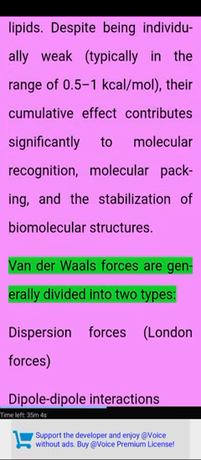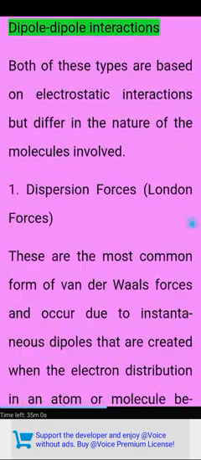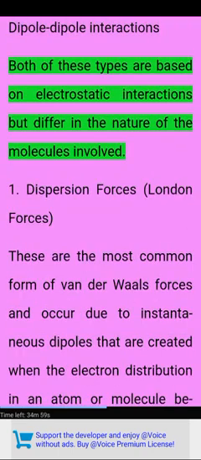Van der Waals forces are generally divided into two types: dispersion forces, or London forces, and dipole-dipole interactions. Both of these types are based on electrostatic interactions but differ in the nature of the molecules involved.